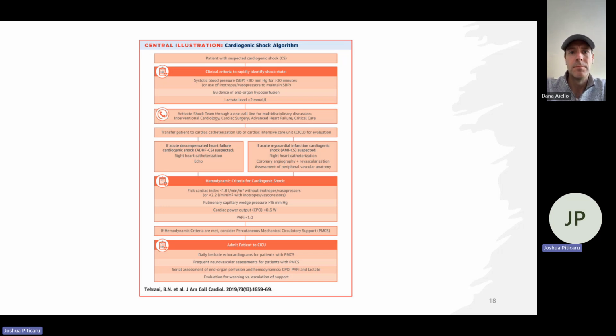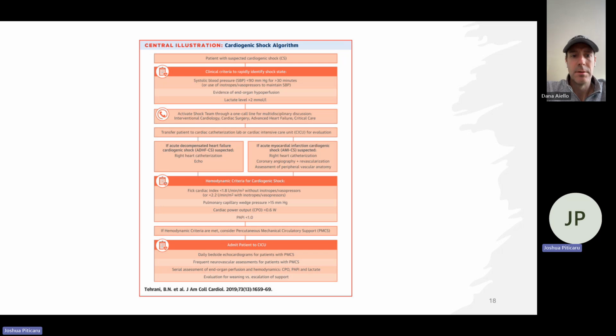And that's in the same article there. So if you suspect a patient with cardiogenic shock, you need to identify cardiogenic shock. Systolic blood pressure below 90 for more than 30 minutes, or the use of inotrope or vasopressor to maintain systolic blood pressure. Evidence of end organ hypoperfusion or lactate level above 2. So that's a clinical criteria to rapidly identify shock state. That's how we identify it.